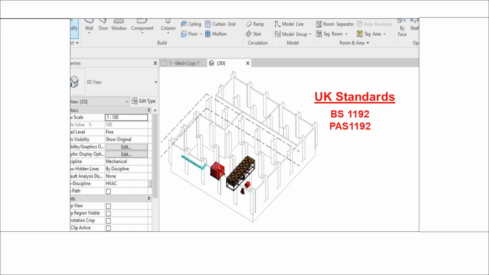Next, another one is UK standards. Before ISO 19650, the UK developed strong BIM standards like BS 1192 and PAS 1192. These standards focus on file naming, folder structure, collaboration process. Even today, many companies still follow these rules.